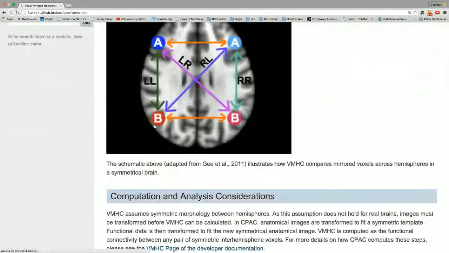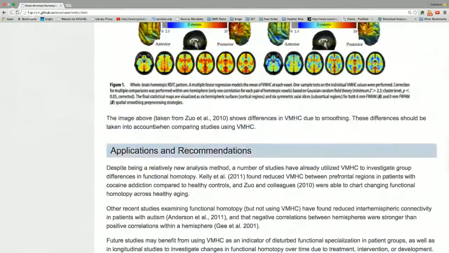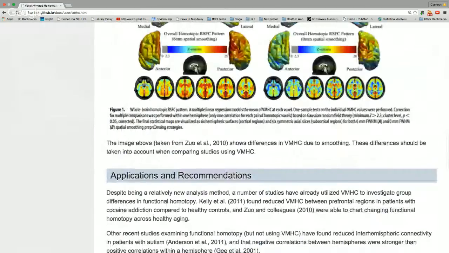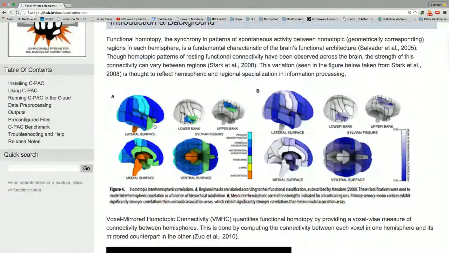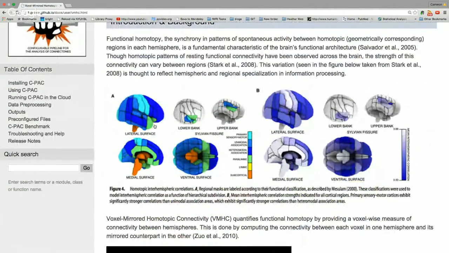So this is by far probably one of the prettiest... oh yeah, there we go. This is probably by far one of the prettiest pages that we have in the C-PAC user guide.